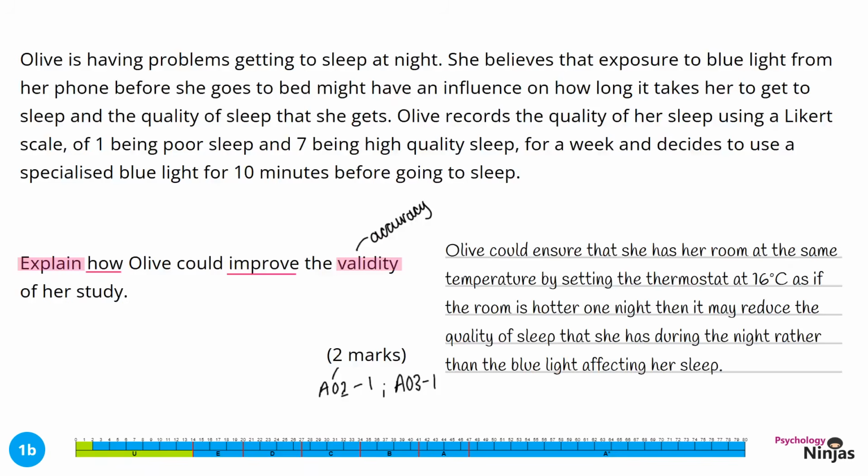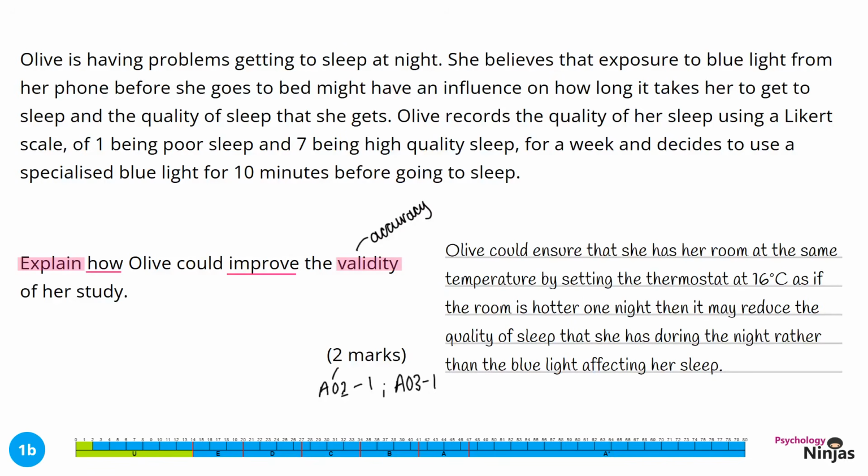Olive could ensure that she has her room at the same temperature by setting the thermostat at 16 degrees C. As if the room is hotter one night, then it may reduce the quality of the sleep that she had during the night rather than the blue light affecting her sleep.